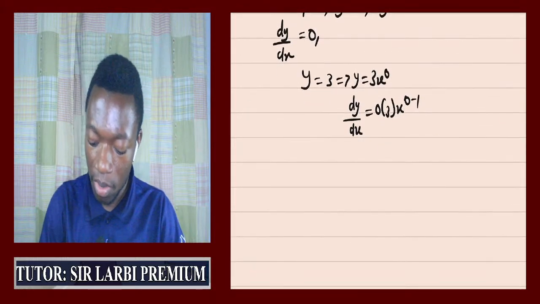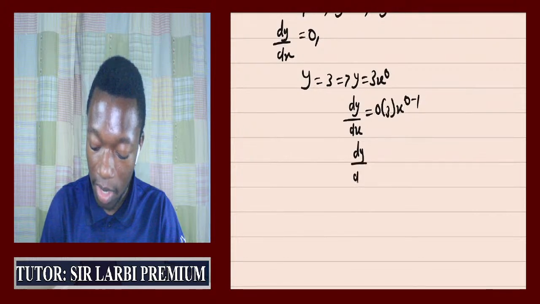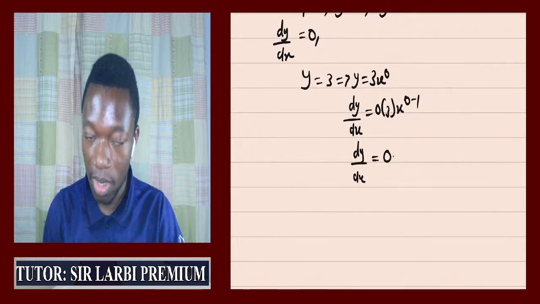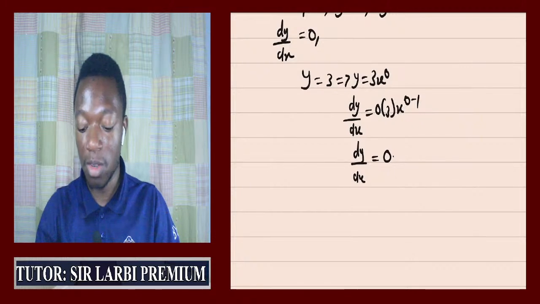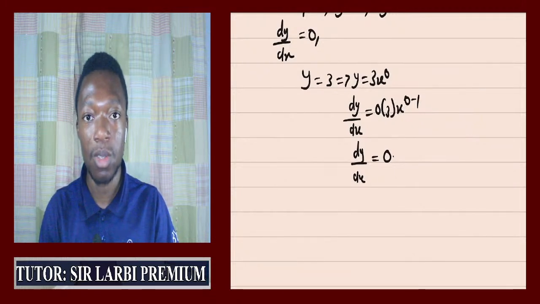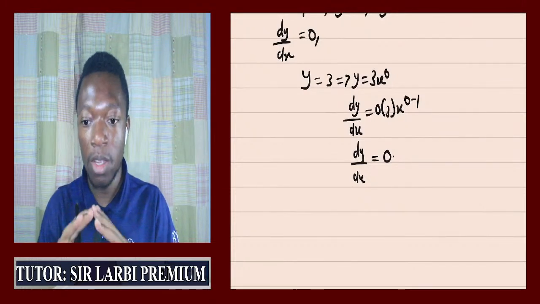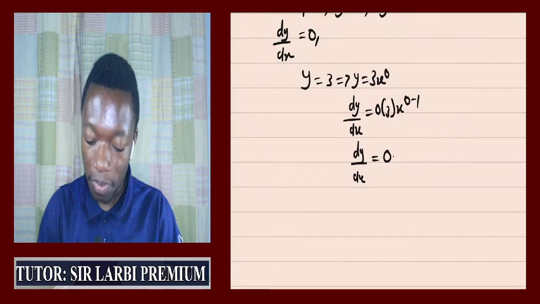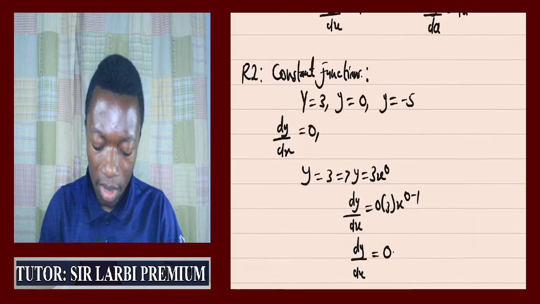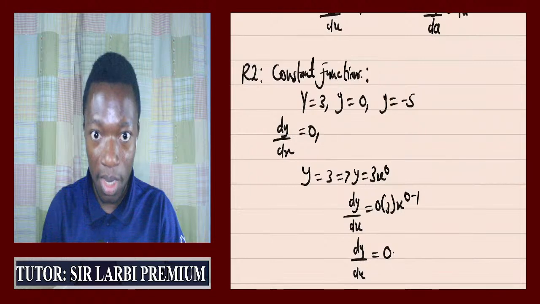So generally, we will say that our dy over dx is going to give us what? 0. This is the issue about differentiation of a constant function. Once you see any constant function, it's a number, straight up it is 0. You don't waste your time. So let's take note of that. That is rule number 2, the constant function.